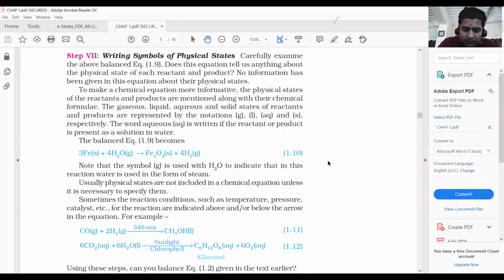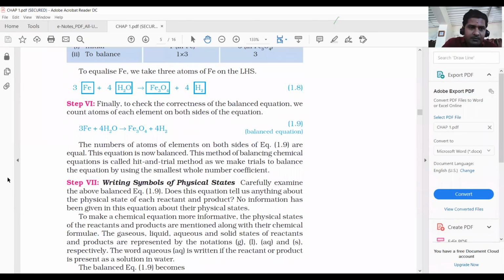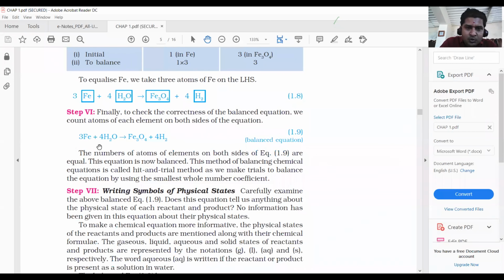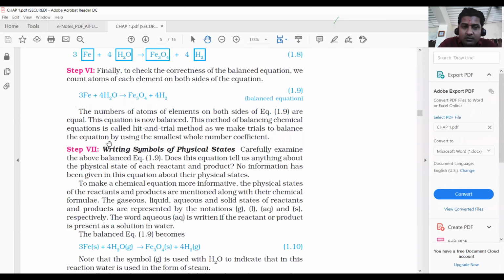So guys, as per our balanced equation, in the end we saw that the equation gets completely balanced. Along with that, you should also write the symbol of the physical state. We can also write it, right? It is required on both sides, products and reactants.